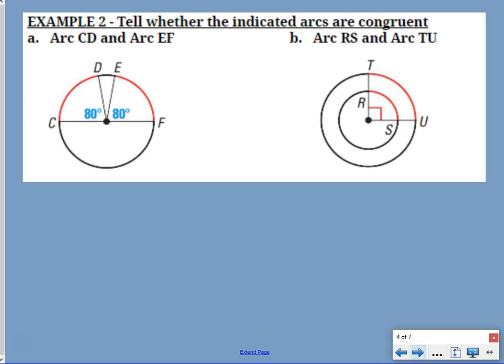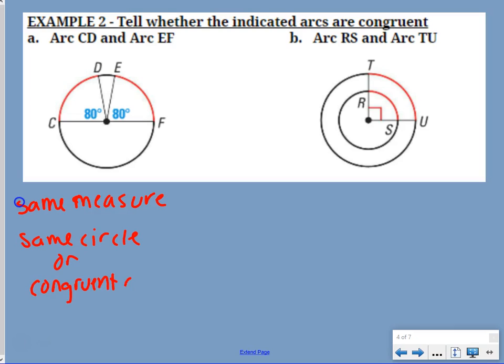Example 2, tell whether the indicated arcs are congruent. So if we think back to our definition, congruent arcs have to have the same measure. And they have to come from the same circle or congruent circles. So those are the two things we need to be looking for. Same measure, and are they from the same circle or congruent circles?